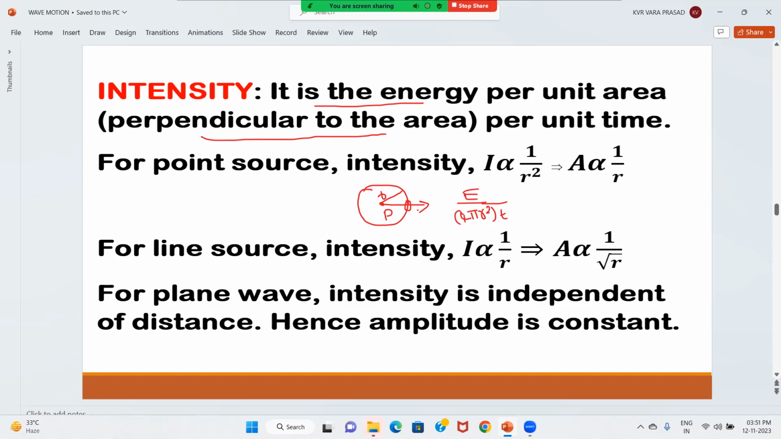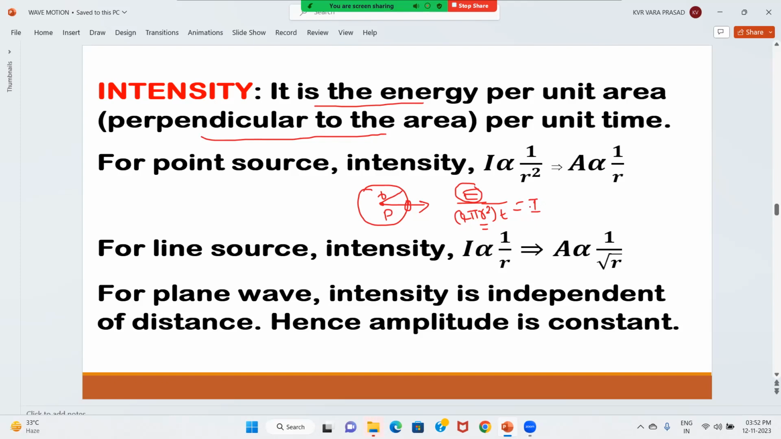So here there is no energy loss. No energy loss means E is a constant, or you can say even E by T, power, is a constant. Therefore, intensity is proportional to 1 by r square. I am repeating, if there is no energy loss, that means no loss of power, then intensity is proportional to 1 by r square.